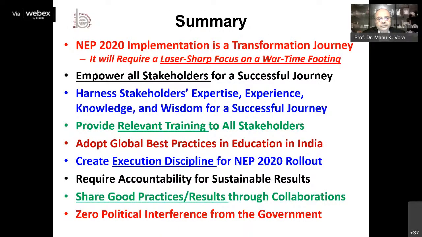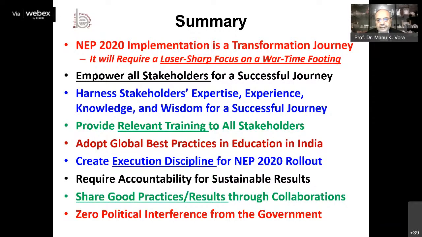So in summary, for this module, NEP 2020 implementation is a transformation journey which will require a laser-sharp focus on a wartime footing. Now, to achieve a successful journey, we need to empower all stakeholders by harnessing their expertise, experience, knowledge, and wisdom. And we need to provide relevant training to all the stakeholders, as we discussed: leadership, middle level, and all faculties; adopt global best practices in education in India; and most important, create execution discipline for the rollout of NEP 2020.